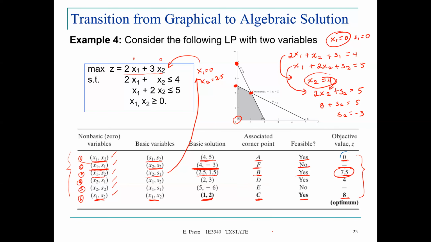So out of these numbers, the maximum value is going to be 8. So what that tells you is that the optimal solution is 8, and that happens when x1 equals 1 and x2 equals 2.